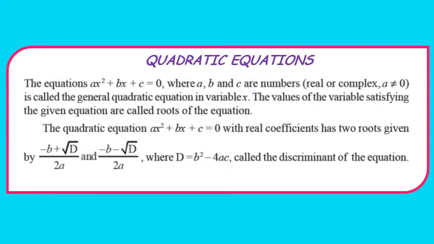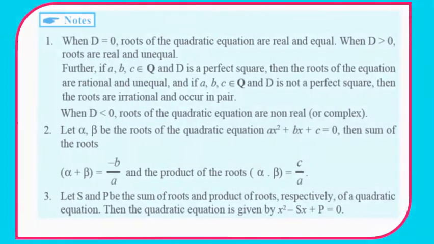And we have learned the quadratic formula for solving the quadratic equation ax square plus bx plus c as x equals to minus b plus minus under root b square minus 4ac upon 2a, where b square minus 4ac was equal to d. Clear? Called the discriminant of the equations. Now we have also learned that when d, the discriminant, is equal to 0, the roots of the quadratic equation are real and equal. And when d greater than 0, then the roots are real but unequal.